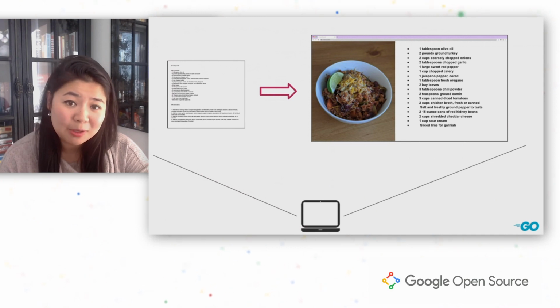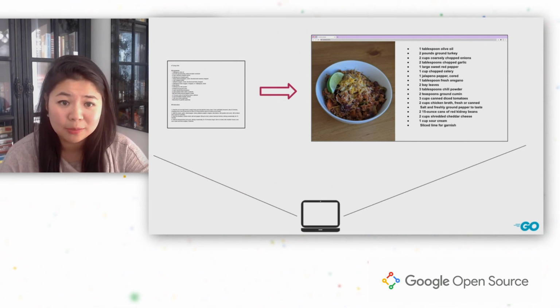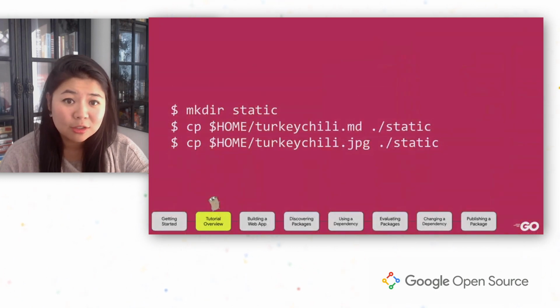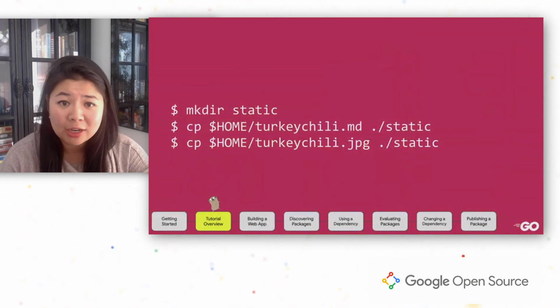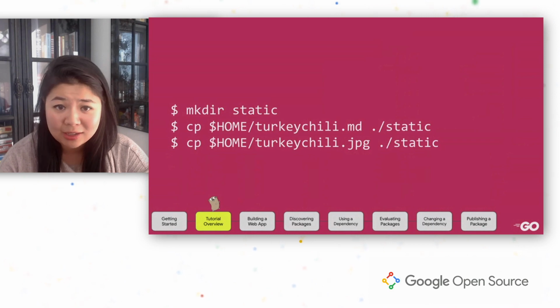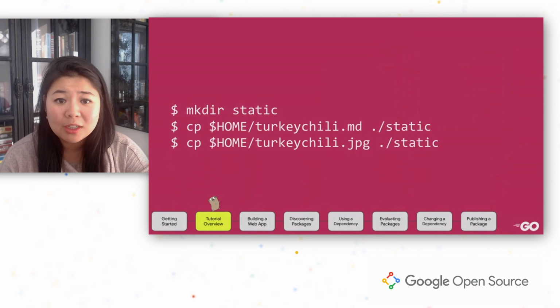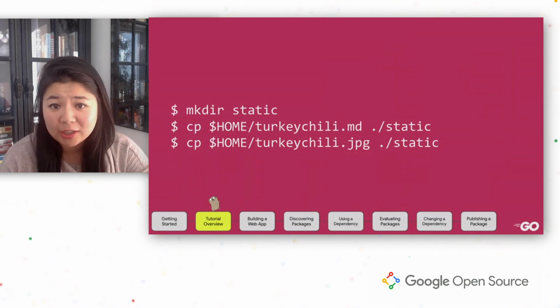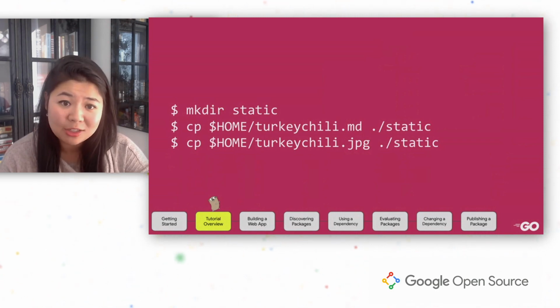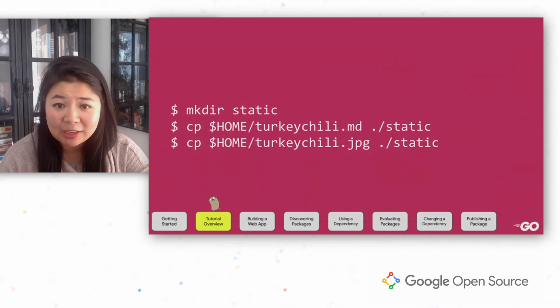And as a first step to building our web app, let's read the Markdown file and print the contents of that file to our terminal. So in the module that Rebecca just created, I'm going to create a directory called static, and I'll copy the Markdown file and image for that recipe into this folder. There are tons of packages that are part of the Go standard library and included when you install Go. In Steve's Getting Started with Go session earlier, he showed us how to use the gofmt package. I'm going to use another package from the standard library called ioutil.